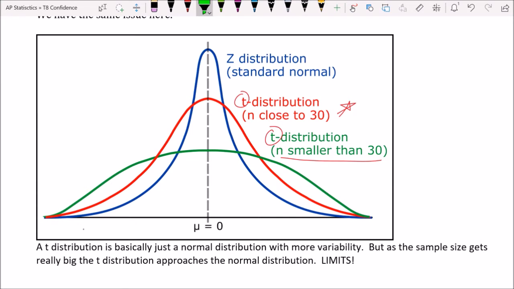But as the sample size gets really big, the t-distribution approaches the normal distribution. If you took calculus, it's the idea of a limit. As n approaches infinity, the t-distribution approaches the normal distribution.